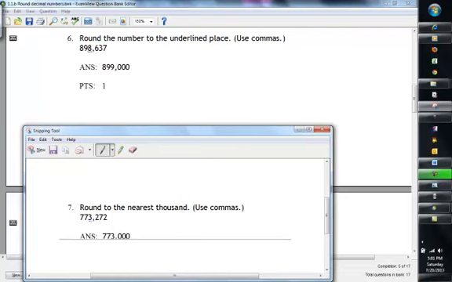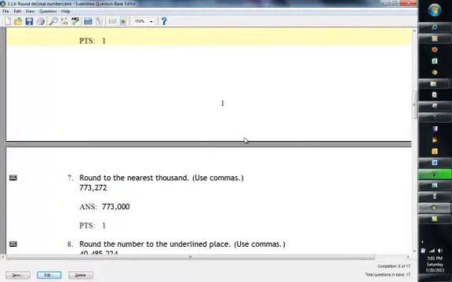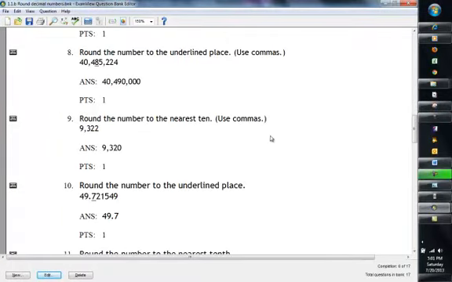Round to the nearest 1,000, that's this place right here. Circle it. Look at the number after it. It's not bigger than 5, so leave the number in the box the same. Write everything after it as zeros, everything in front of it as that number. So it's 773,000. Next one.